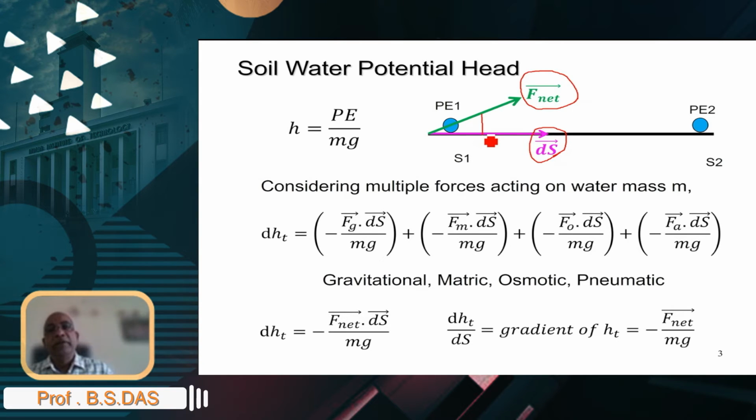We have earlier discussed that for each of these components of the forces, you can have a corresponding component of the potential head. So you could have a gravitational component for the potential head, a matric potential head, and an osmotic and a pneumatic potential head. So these four components of total potential head we have already recognized.